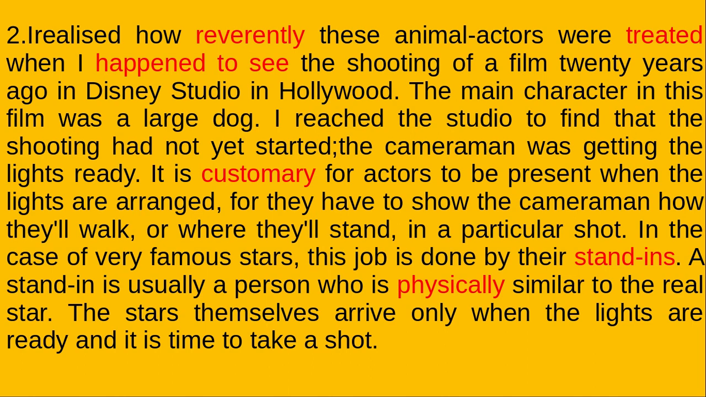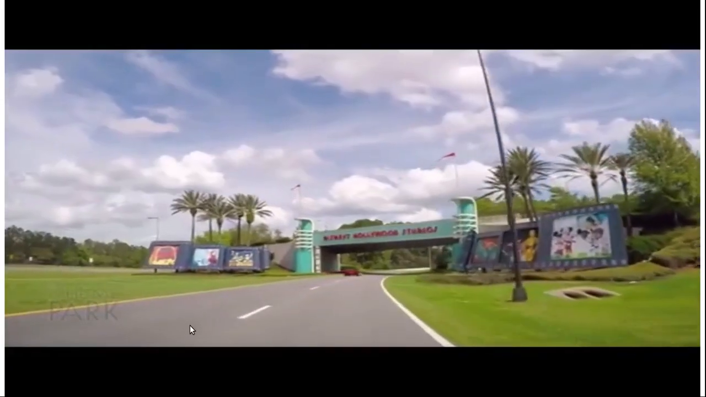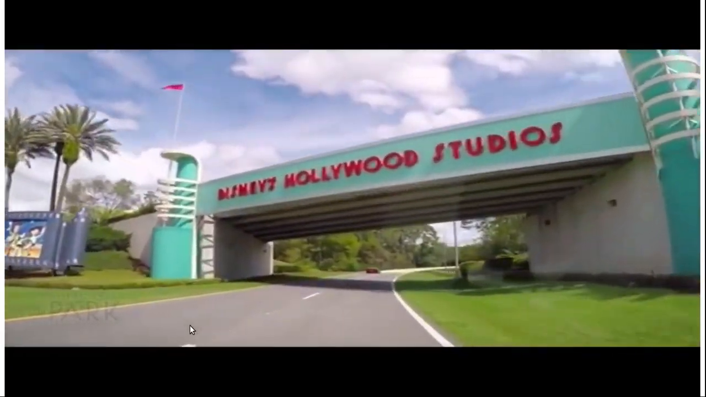In the case of very famous stars, this is done by their standins. Who is a standin? Usually a person who is physically similar to a real star. Physically means here in appearance only. The stars themselves arrive only when the lights are ready and it's time to take a shot. You got it, right? Real stars arrive only when everything is ready and it's time to take the shot. Now, this is the Hollywood studio set.